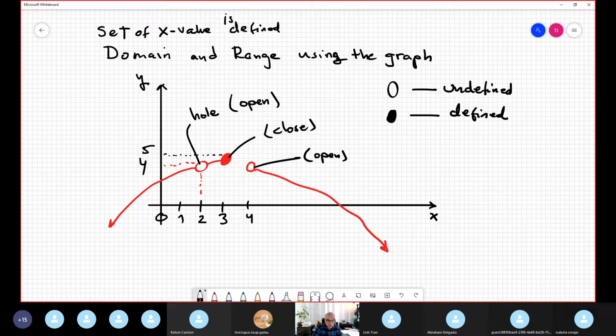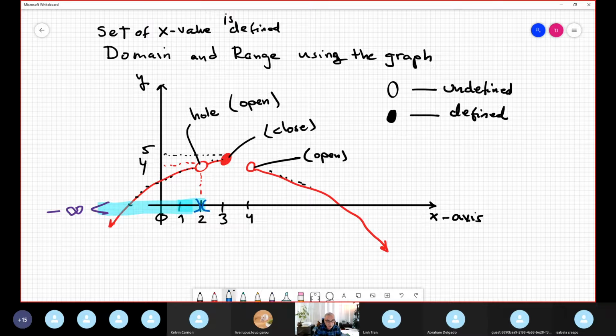Well, domain is easy. You take several points on the curve, and you project them onto the x-axis. Projection. It's obvious that this is coming from negative infinity. Good. And it stops at 2. Why stop at 2? Because at 2 it is undefined.